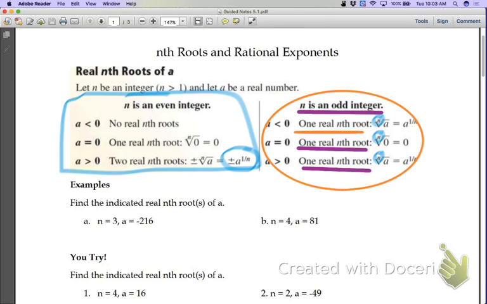What's over here in the blue box, you've already dealt with before, in first semester. You can have different types of answers: no answers, one answer, or two answers. Whereas if it's an odd value, you're always going to have one answer. It's going to be negative, zero, or positive. There's no such thing with an odd root of plus or minus, like there is with an even root.